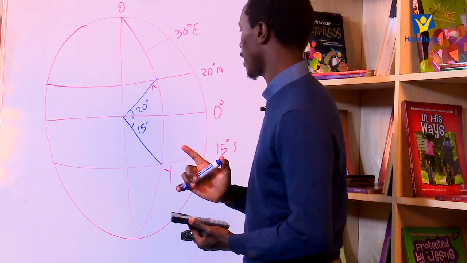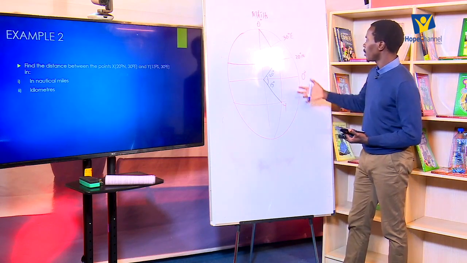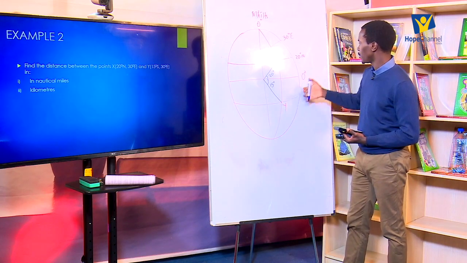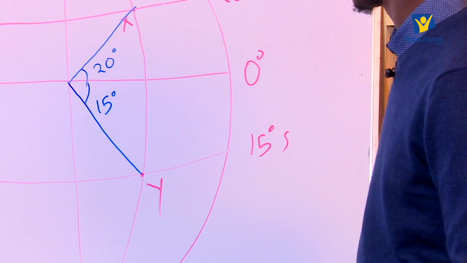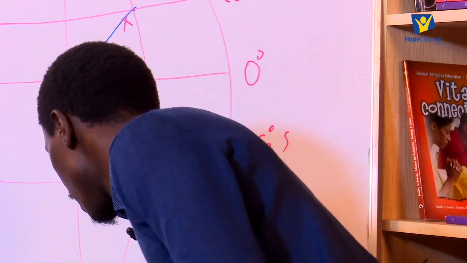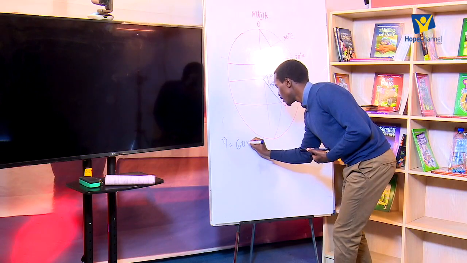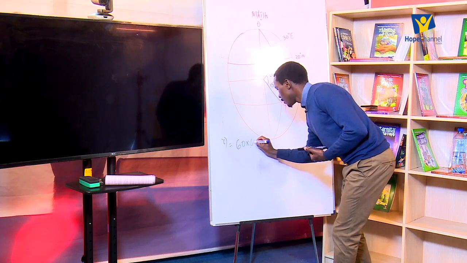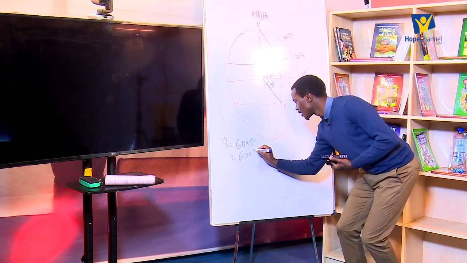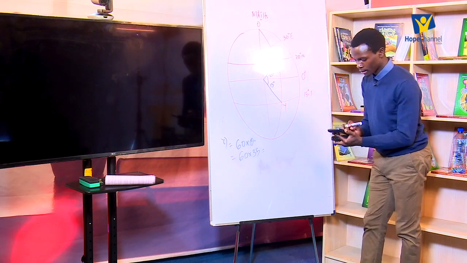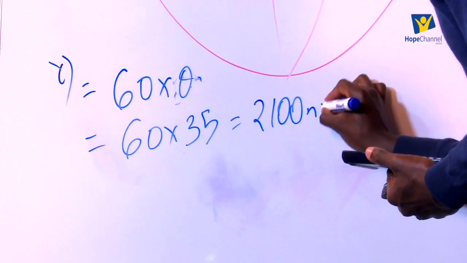Now, note this, that when the places are on opposite sides of the equator, you are going to add the latitudes, because this one is on north and this one is south. So you're going to add 20 and 15. To get the distance in nautical miles, of course, I already said that: distance in nautical miles, part 1, it will be 60 multiplied by theta. And what is our theta? Our theta is 20 plus 15, which gives us 35. So when multiplying that, it gives us 2,100 nautical miles.